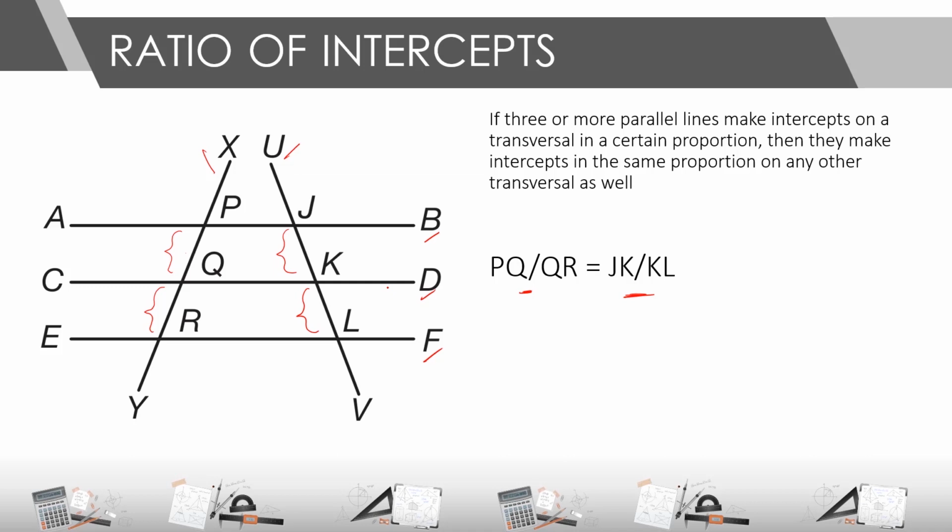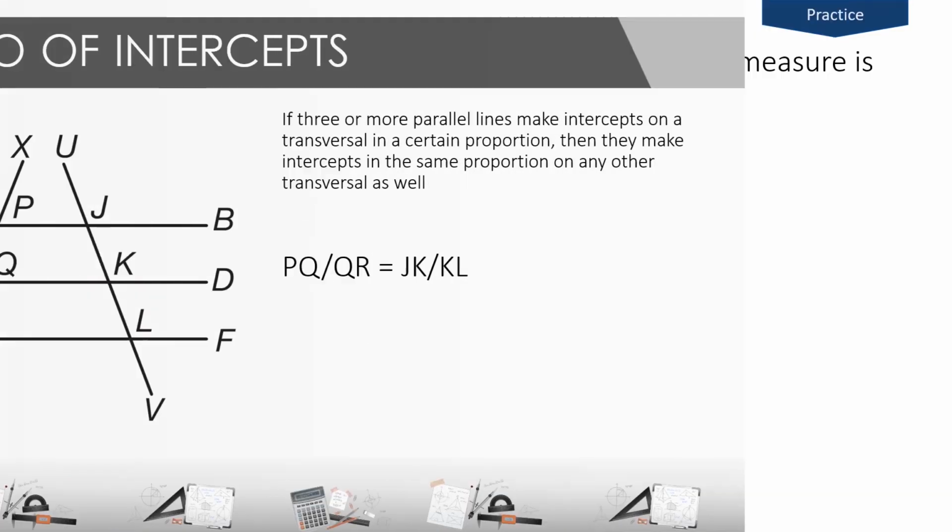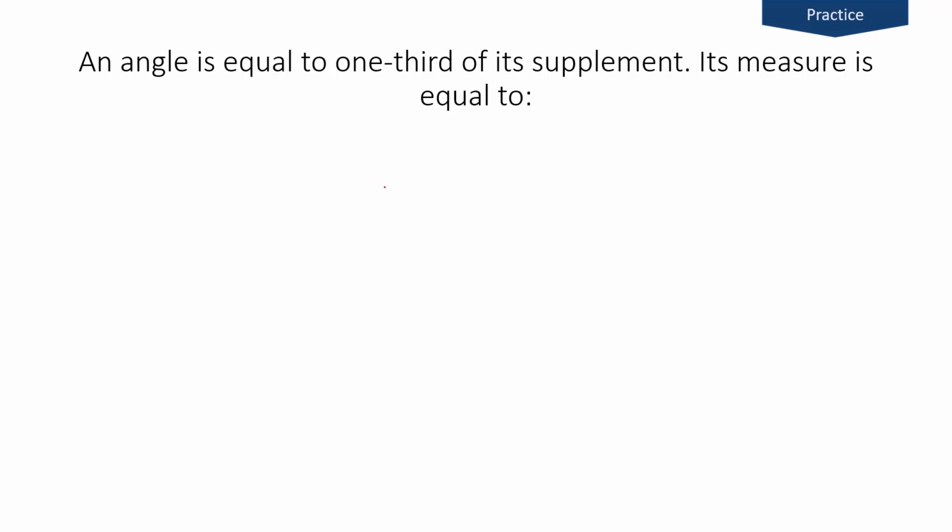So if you have multiple parallel lines and multiple transversals, so two or more transversals, the ratio in which they are cut by those parallel lines will be the same in all the transversals. With that, we have covered a lot of important concepts. Now let us try to do some examples so that we understand the theory better.